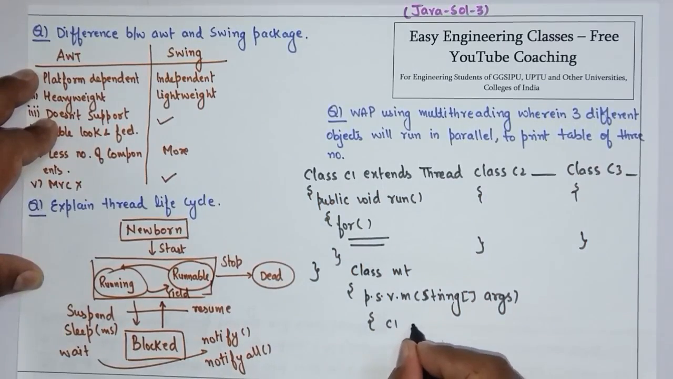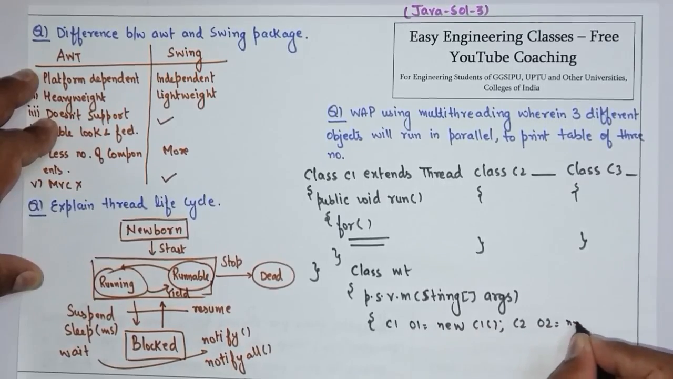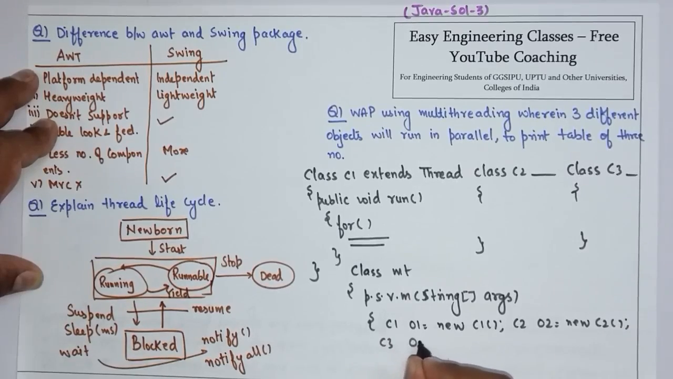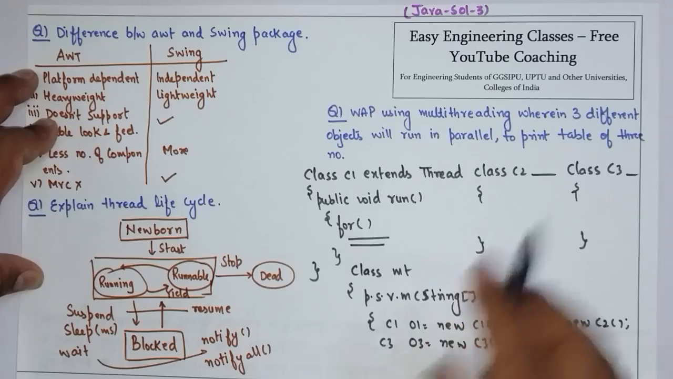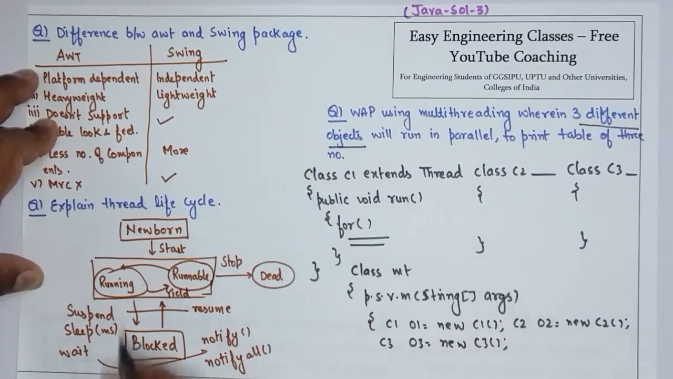Suppose I created the object of C1 as O1 equals new C1. Similarly C2, O2 equals new C2. And C3, O3 equals new C3. So I have created 3 different objects, as in the question.